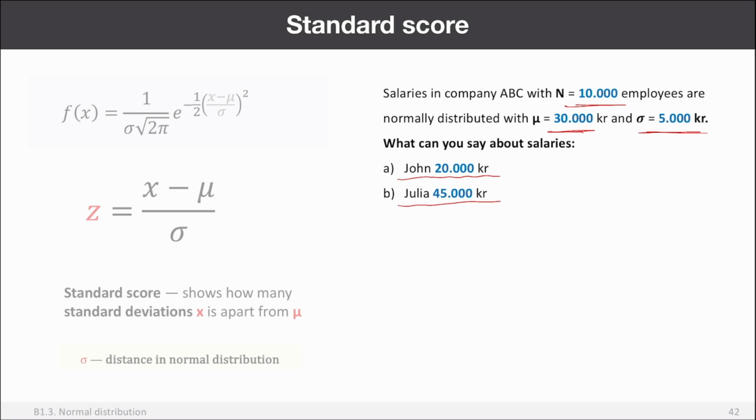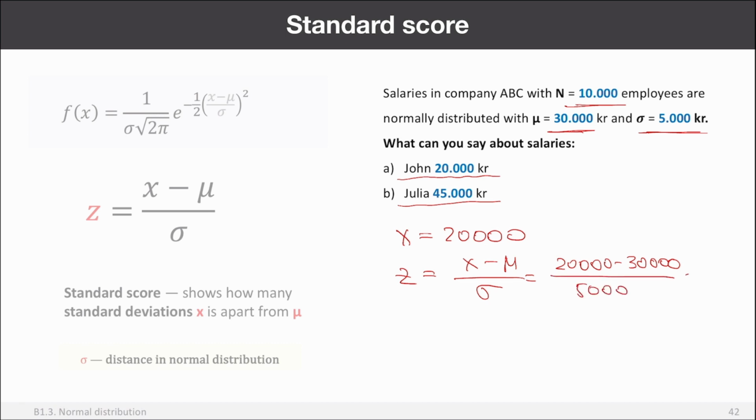For example, let's start with John. John's x is 20,000, right? So if you compute the z-score for John, remember, it is x minus mu divided by sigma. So it's 20,000 minus 30,000, divided by 5,000, which is minus 10,000 divided by 5,000, so minus 2, right? And now it means that it's 2 standard deviations below the average.